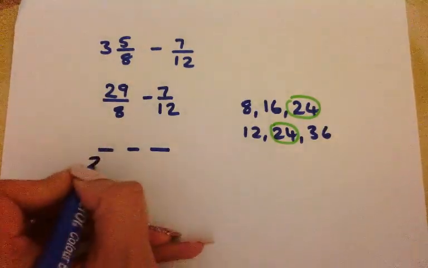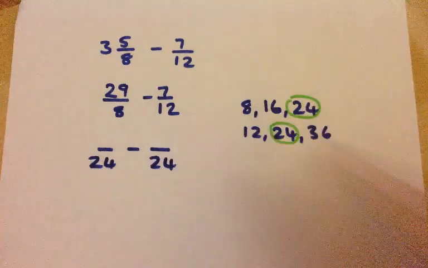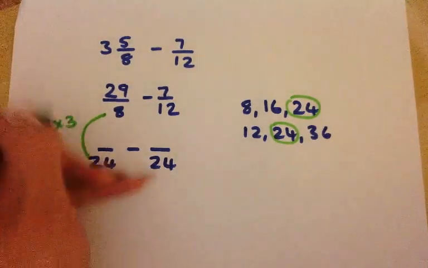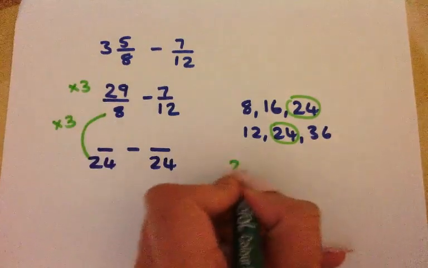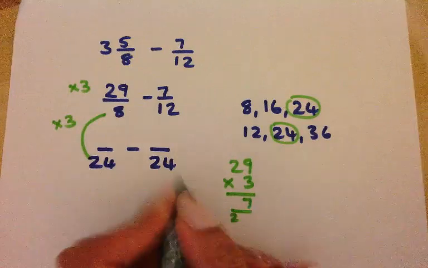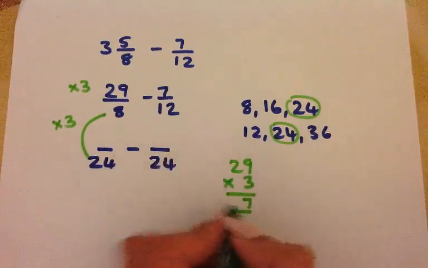So I'm going to use 24. That is the benefit of writing out your times tables. You can spot the lowest common multiple. So I need to get from 8 to 24. So I'll do that by timesing by 3. So 29 times by 3. 3 times 2 is 6, 7, 8. That's 87.